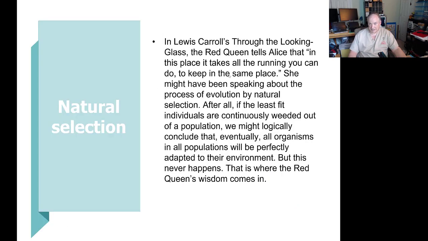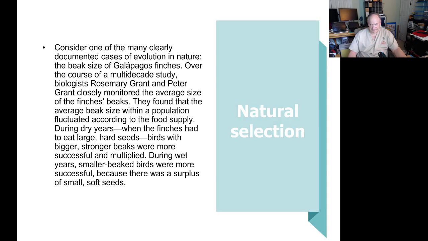In Lewis Carroll's Through the Looking Glass, if you remember, the Red Queen tells Alice that in this place it takes all the running you can do to keep in the same place. She may have been speaking about the process of evolution by natural selection. After all, if the least fit individuals are continuously weeded out of a population, we might logically conclude that eventually all organisms in the population will be perfectly adapted to their environment. But this never happens, because things change.